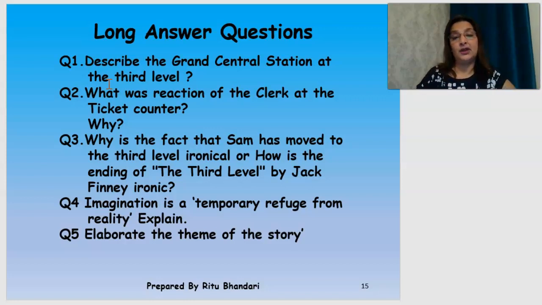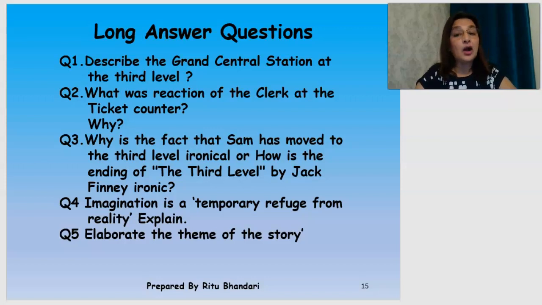So the first question says, describe the Grand Central Station at the third level. You'll talk about it in the first paragraph. You'll say the Grand Central Station actually had only 2 levels, and the presidents of both the stations were ready to vouch that only 2 levels existed, but Charlie claims to have visited the third level. It is through his eyes that we see the third level.